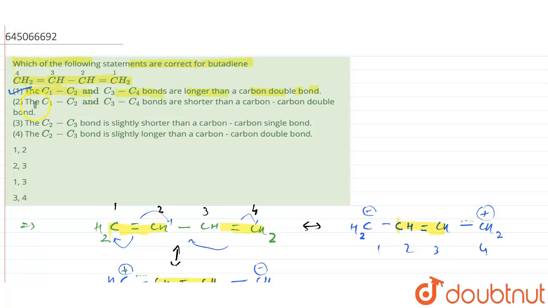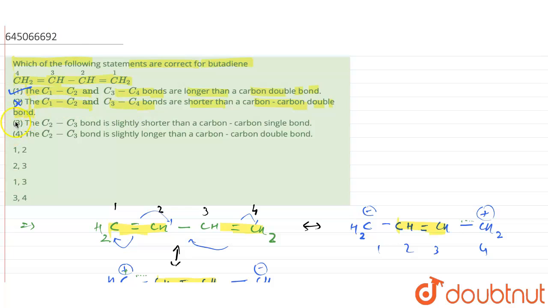Moving forward to the second option, it is given that the C1, C2 and C3, C4 bonds are shorter than a carbon-carbon double bond. They cannot be shorter than a carbon-carbon double bond because the bond strength is higher for a carbon-carbon double bond, as we have seen, and C1, C2 and C3, C4 have partial double bonds. So option number 2 is incorrect.